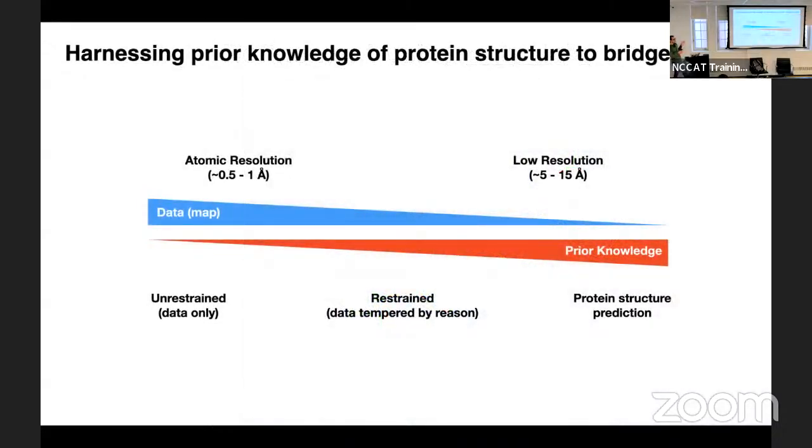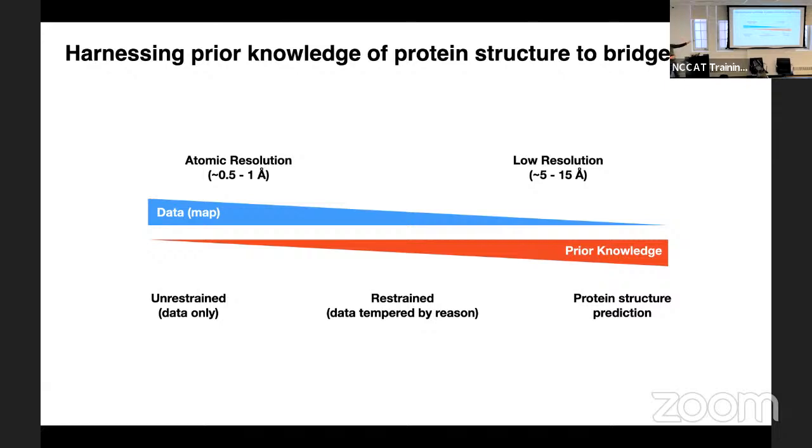And in reality, we're kind of striking a balance between our data and other kinds of prior knowledge like chemical information. And it's sort of a continuum depending upon the resolution of the data set you're working with. So on the left, if you're at extremely high resolution, like that first map I showed you where we can see a dot of density for each atom, you might be able to rely essentially entirely on your map. But that's obviously a pretty rare case.